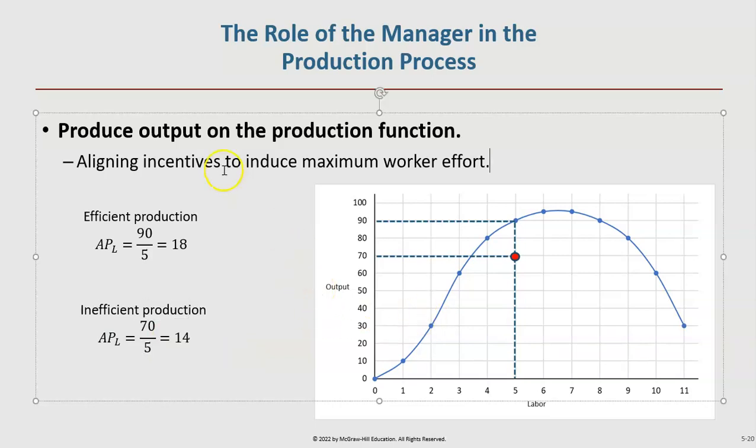So the role of the manager is to try to align incentives that leads to maximum worker effort. So if you can encourage workers to do the best they can, you can move this red dot up to the total product curve.